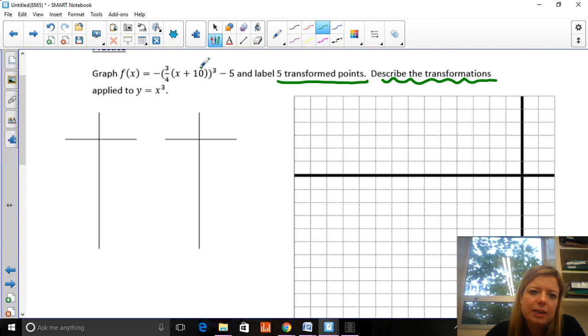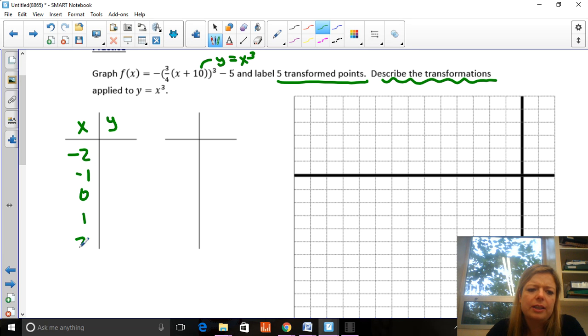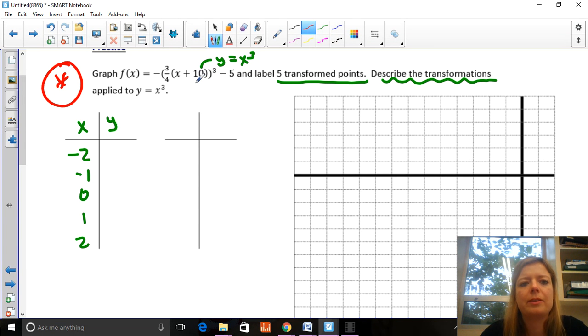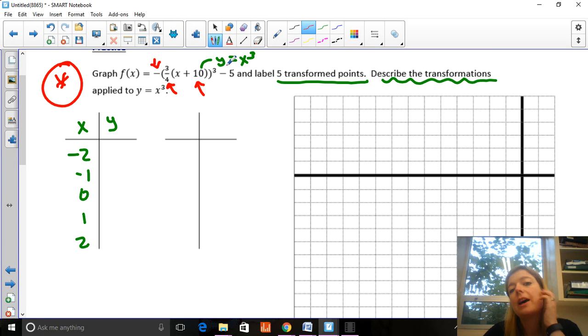What I'm also seeing is that you can identify that the parent here is x cubed. So I'm going to leave this for you to practice because that's good for you to do. Just a little hint here. Your a value is negative 1. Your k value is 3/4. Your d value is negative 10. Your c value is negative 5.